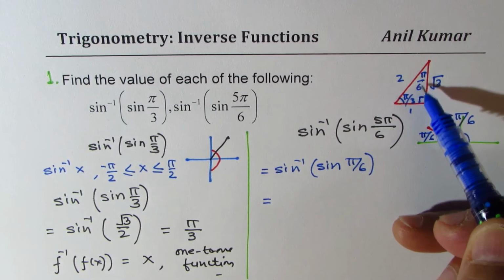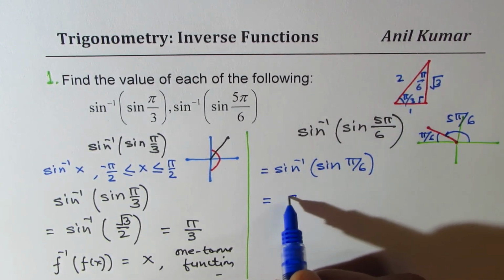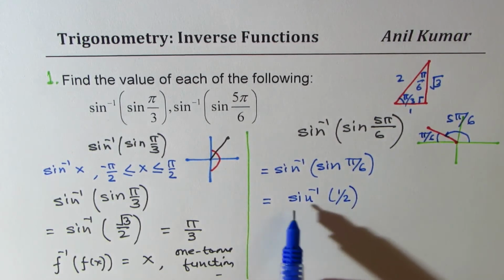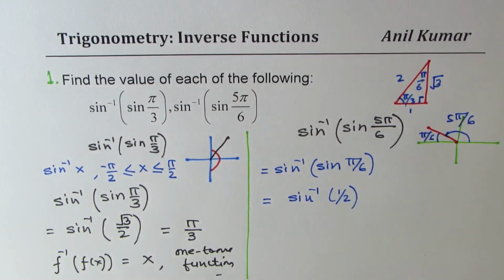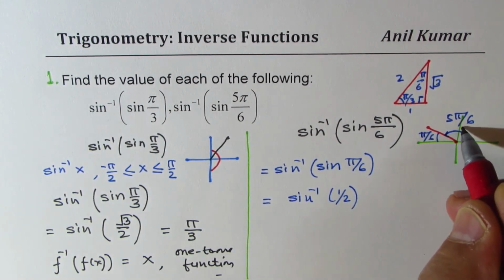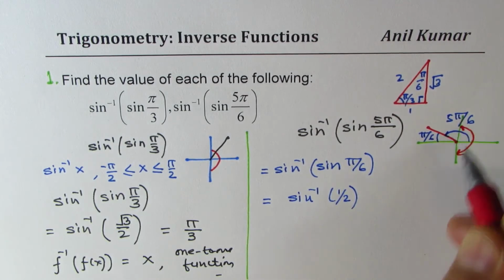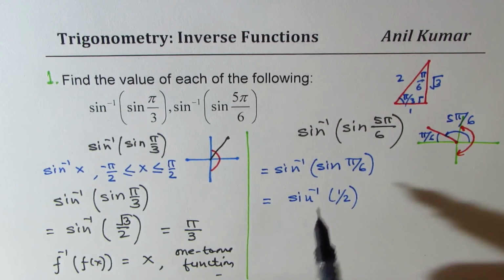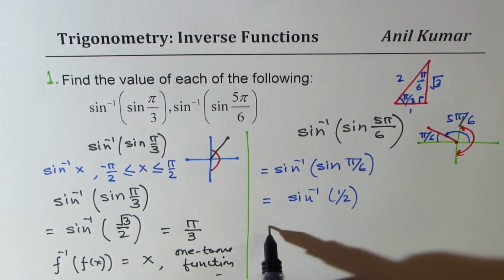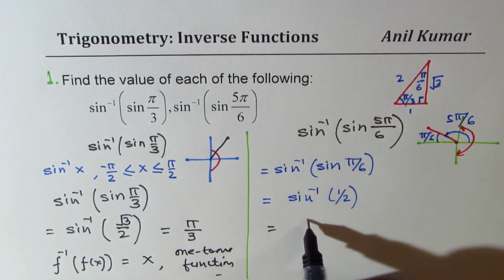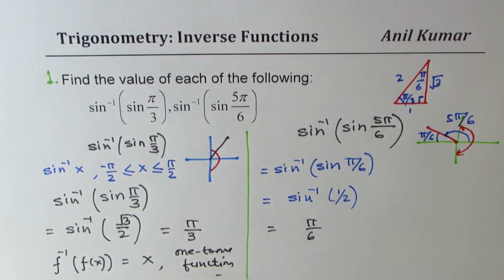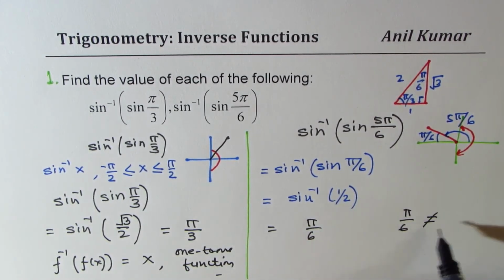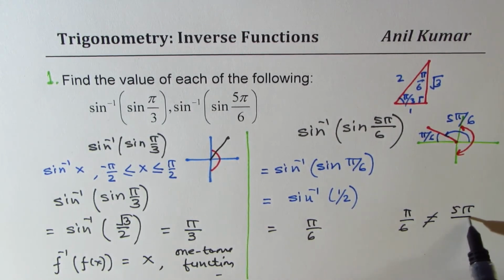Sine pi by 6 is half. So we get sine inverse of half. Now sine inverse is only valid in this domain, correct? From minus pi by 2 to plus pi by 2. And therefore sine inverse, which is a positive value, we get this value as pi by 6. Do you see that? Which is definitely pi by 6, not equal to 5 pi by 6.